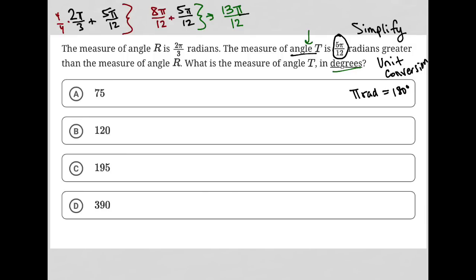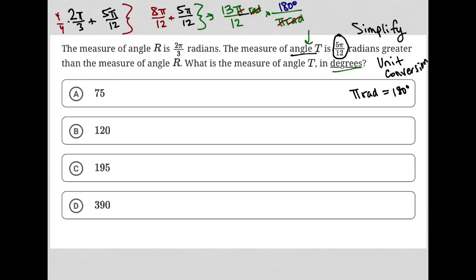So 13 pi over 12 radians. I'm going to multiply that by my conversion factor, making sure to put the unit that I want to cancel out on the bottom so that it's diagonal here and it can be canceled, and the unit that I want to introduce on the top, 180 degrees. Okay, so I think that's about done.